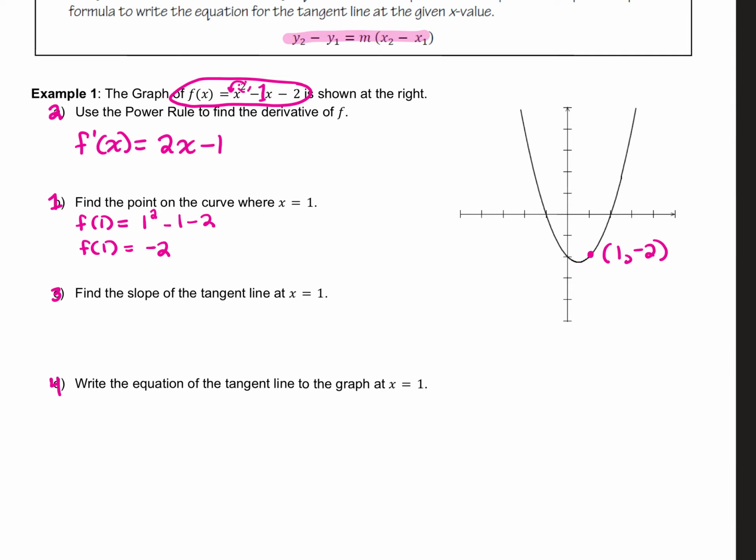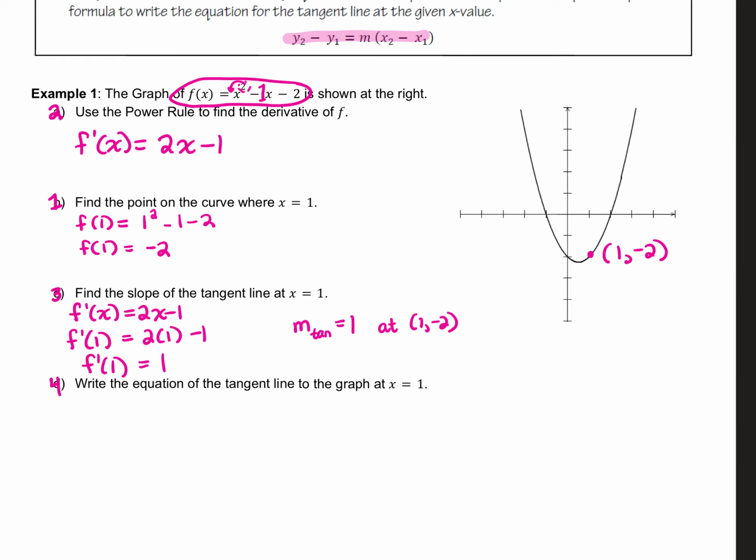Step 3, find the slope of the tangent line at x equals 1. So this is where you take your derivative, so let me write that here, and we plug in 1. So we're going to find the derivative at 1. That means we'll take 2 times 1, subtract 1, so that ends up being just 1. So now I know the slope of the tangent line is 1, and that's at the point 1, -2.